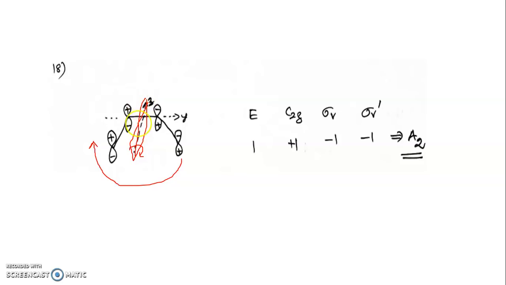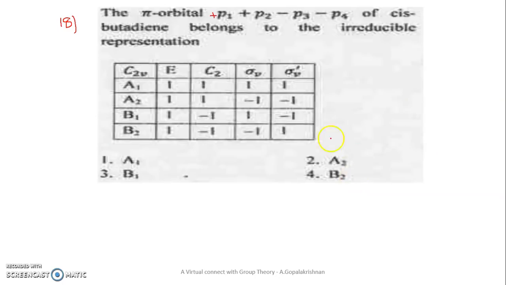When you keep a mirror plane at the center, this orbital will reflect here and this orbital will reflect here, so the sign changes, correct? So the sign is -1. Now see the characters: 1, 1, -1, -1. This corresponds to the A2 irreducible representation. Are you able to understand? So this pi orbital corresponds to the A2 irreducible representation of the C2v point group.